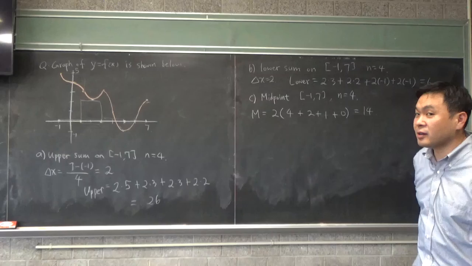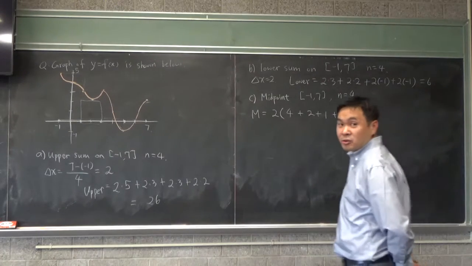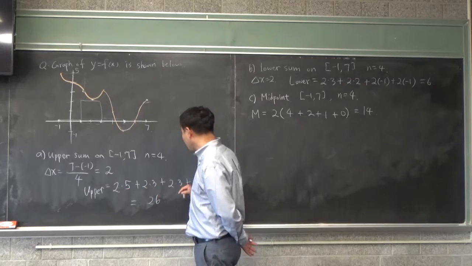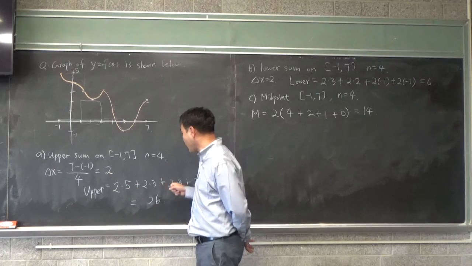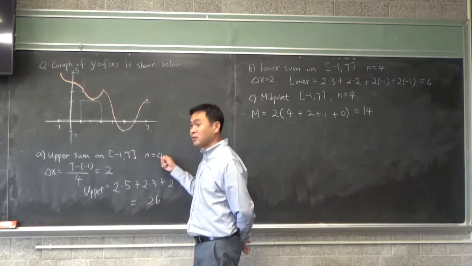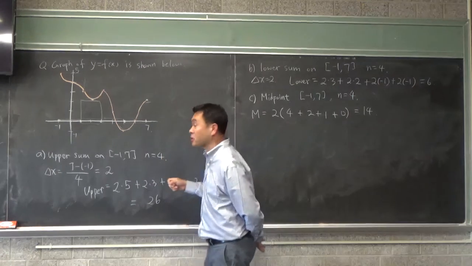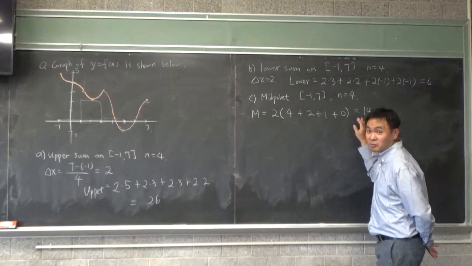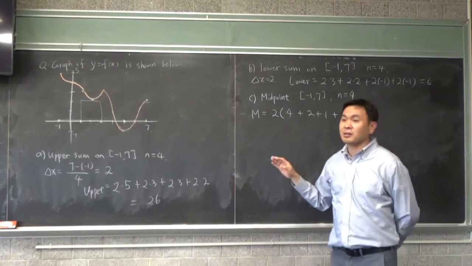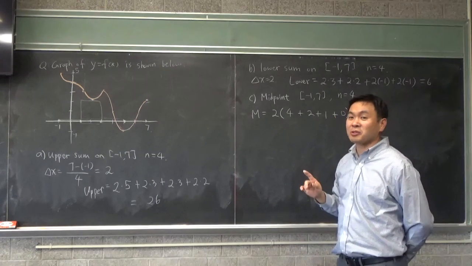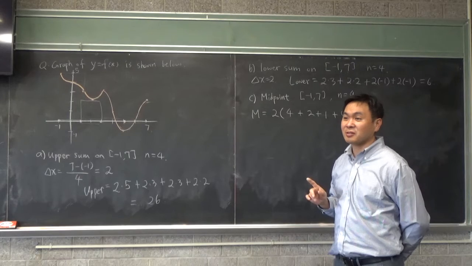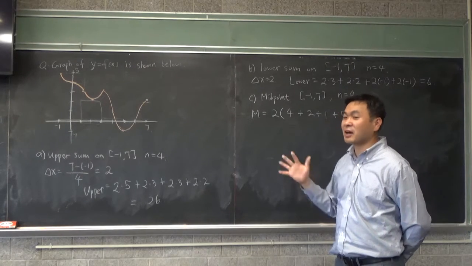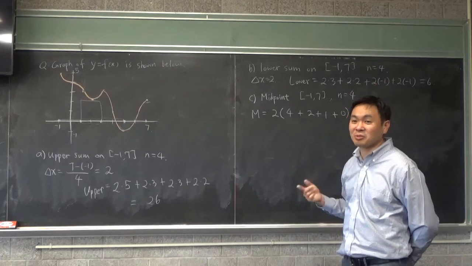By the way, it's a good habit to count the number of things that you add. You have 4 items added because it's n equals 4. Same thing here, 4 items. Same thing here, 4 items. For trapezoids, how many would you add? 5. One more. Trapezoid and Simpson's, you have one more.